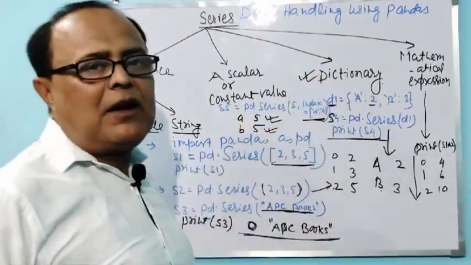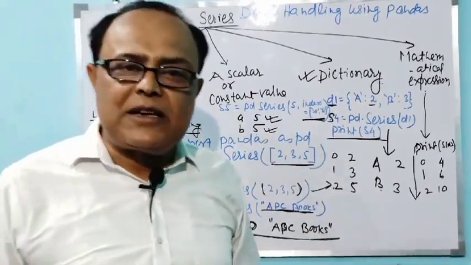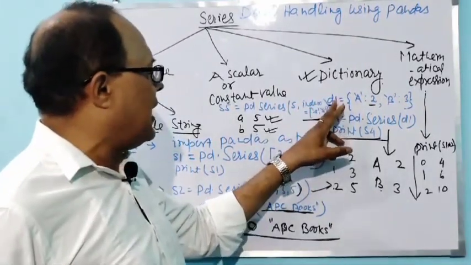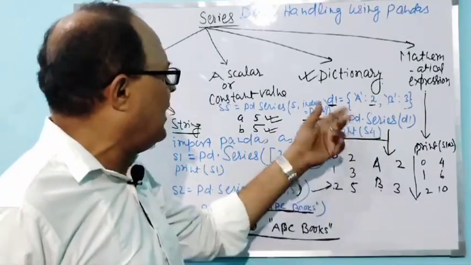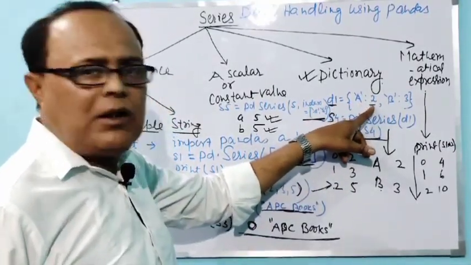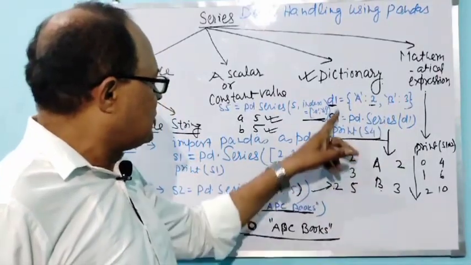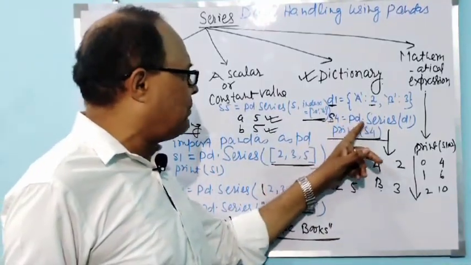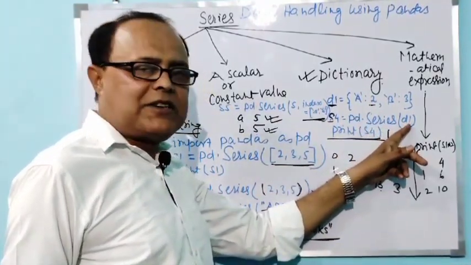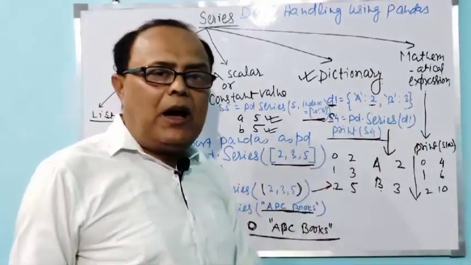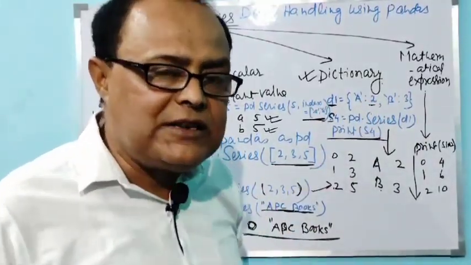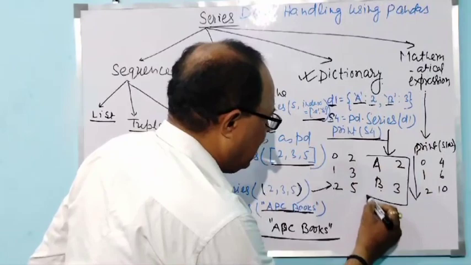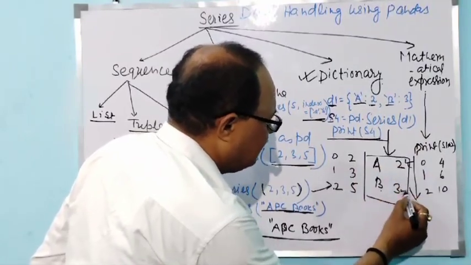Next one is dictionary. You already know what a dictionary is. A dictionary is a combination of key-value pairs. I am just giving you a very short example. d1 is equal to {a: 2, b: 3}. So I am creating a series s4. It is different from the other series: s4 = pd.Series, and here the data part is d1. In this series we don't have to declare the index part, and the index will already be a, b, and here the output index is a, b, and the data values will be 2, 3.